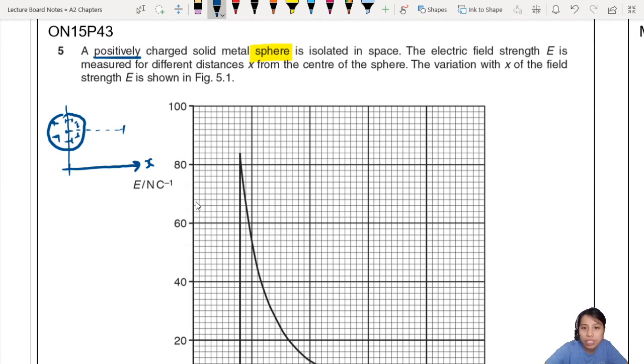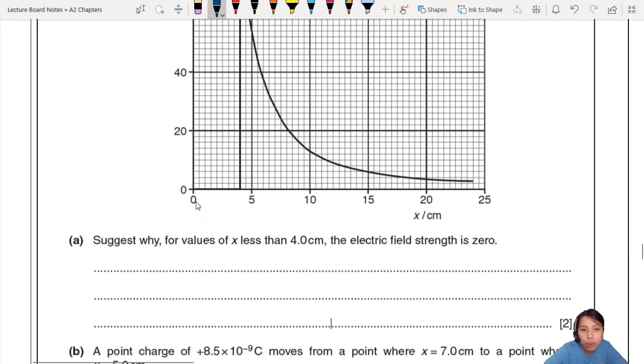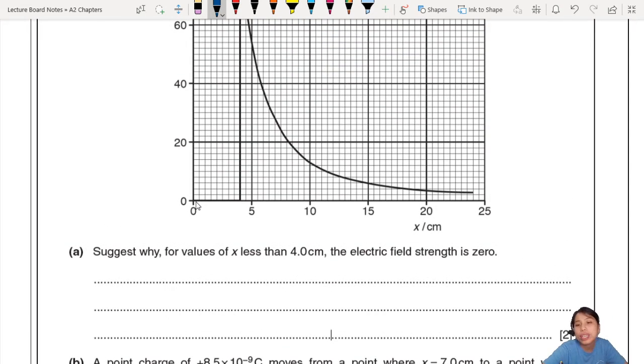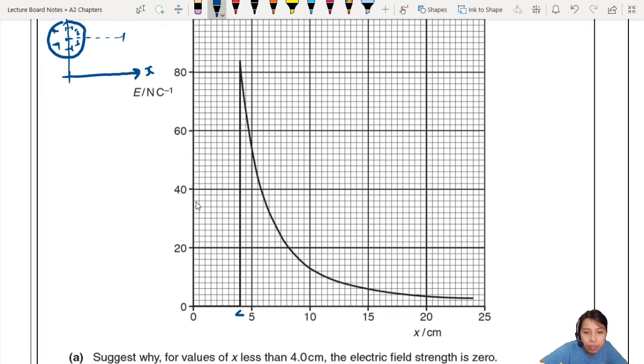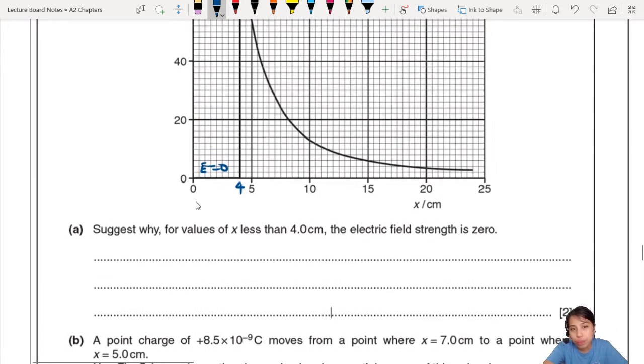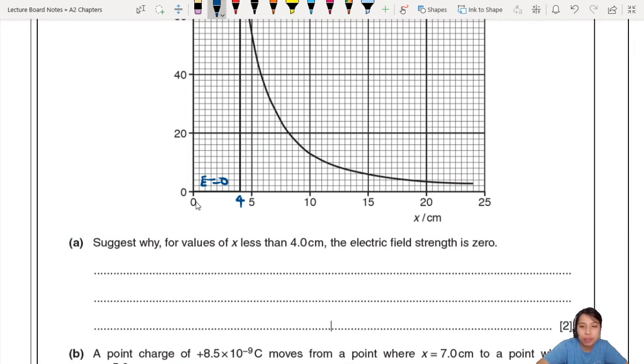What is the first question that they want us to do? Suggest why for values less than 4, the electric field strength is 0. Where is 4? Here. Why did the electric field strength suddenly drop to 0? Remember, inside the sphere. You need to describe that you are inside the sphere, but how do you get all your 2 marks? They say, why is it 0? Don't just say because it is inside the sphere. No. You need to explain the physics of why.